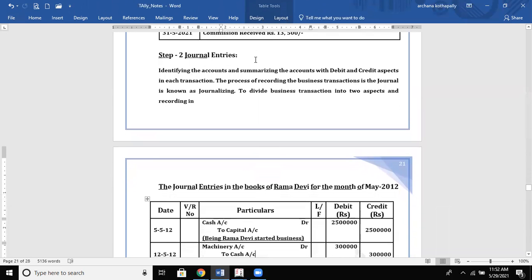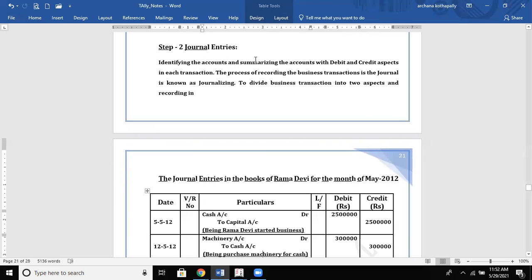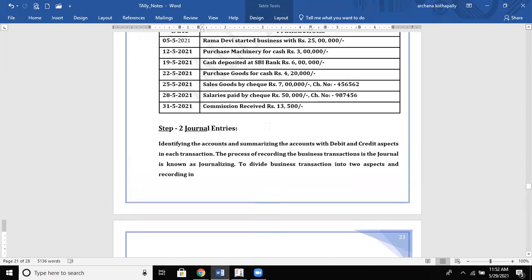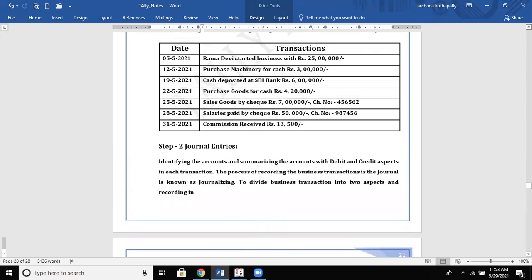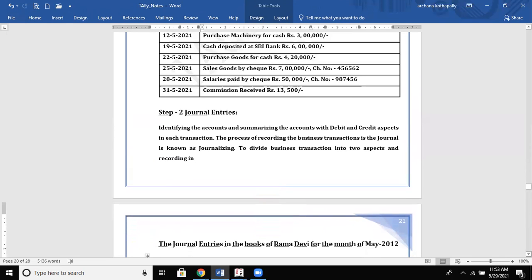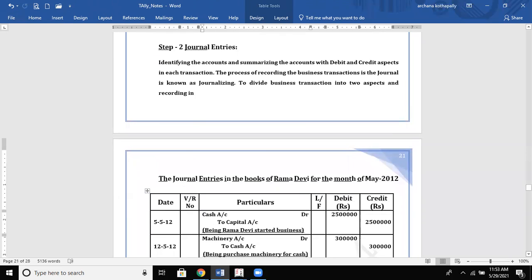Now the step 2 in our accounting cycle is all about your journal entries. Now let's talk about journal entries. Here, identifying the accounts and summarizing the accounts. So what we are doing here is we are identifying the accounts. For example, here we said Rama Devi introduced capital. So we should know what exactly that is. We should identify it. It is nothing but she started with 25 lakh capital. So that is investing capital, her opening capital. So that is the process of identifying.